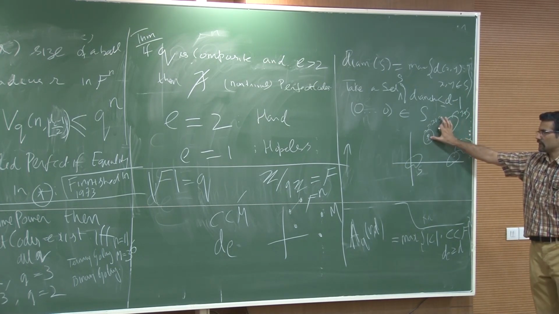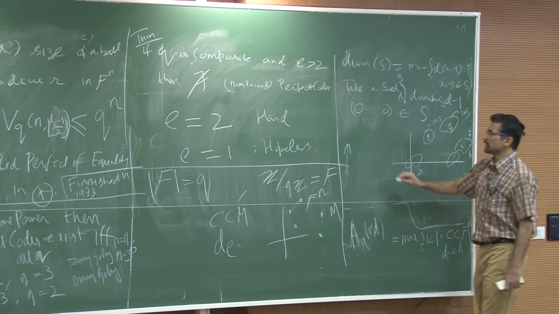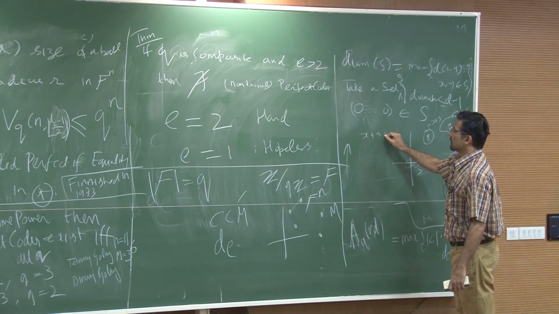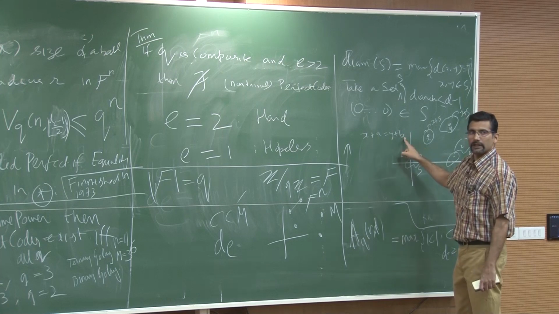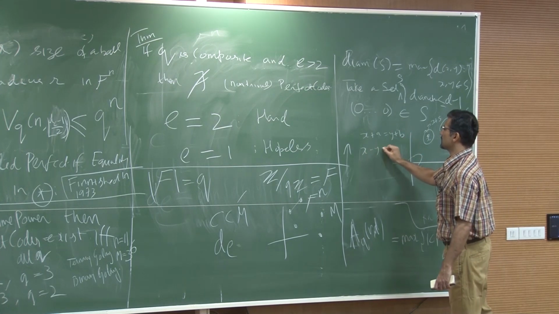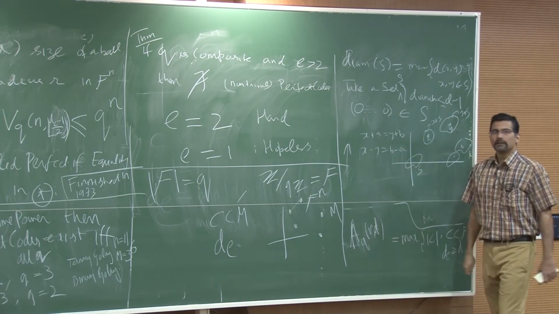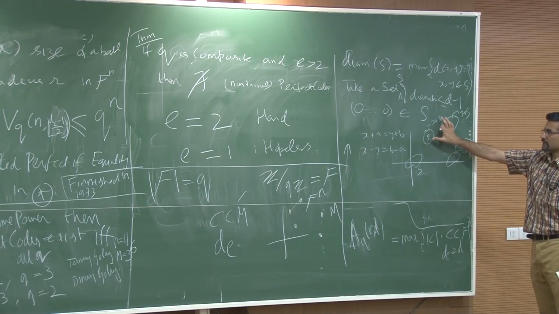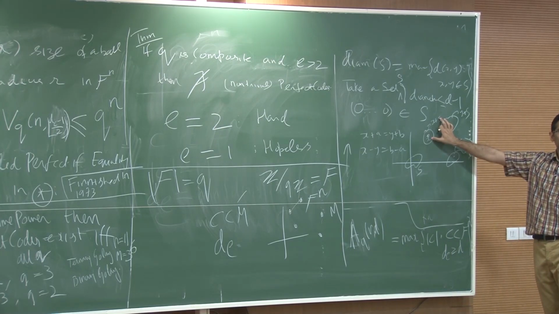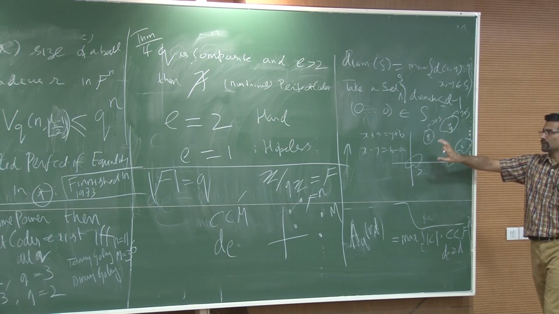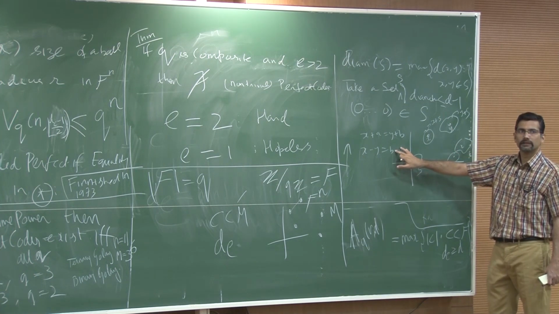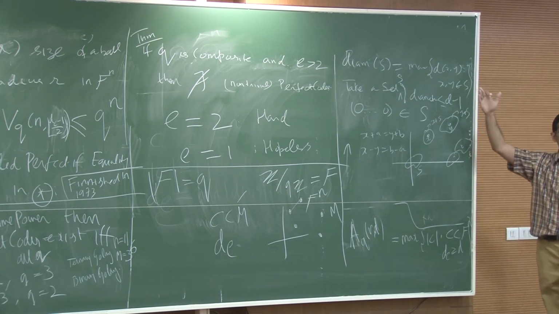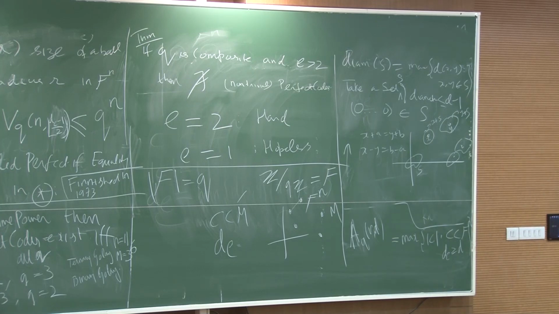So suppose two of these intersected, then what does it mean? X plus A is equal to Y plus B, where A and B are in S. So then X minus Y is equal to B minus A. What is the distance between X and Y? At least d. And what is the distance between B and A? It's at most the diameter of S, which is d minus 1. Okay. So this is a generalization of the previous.